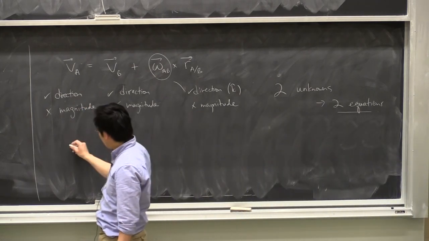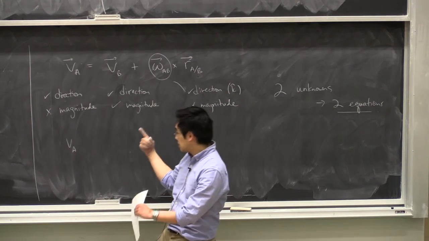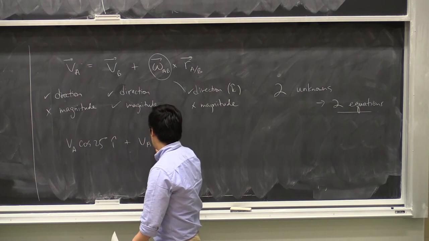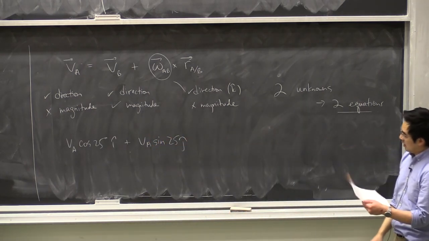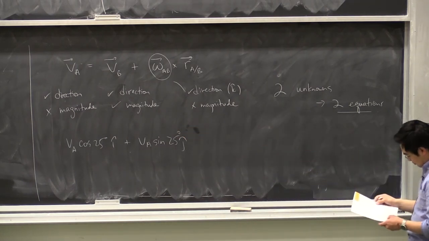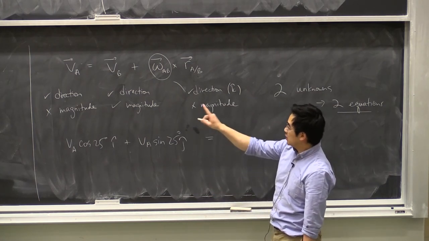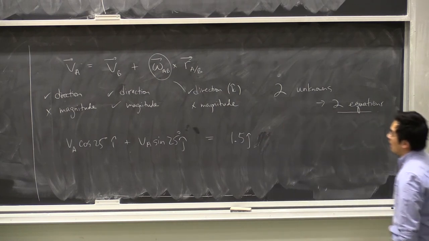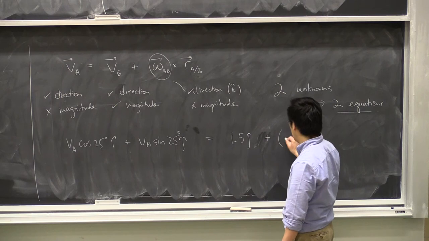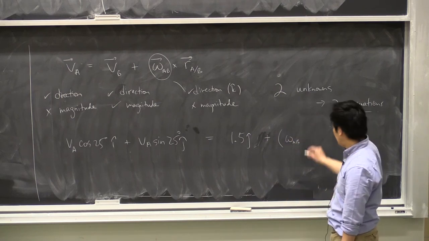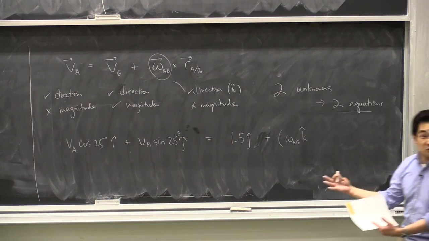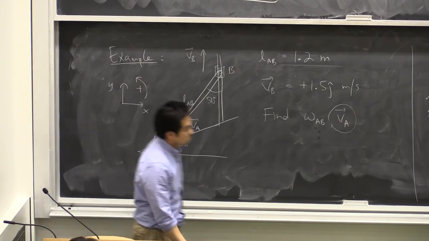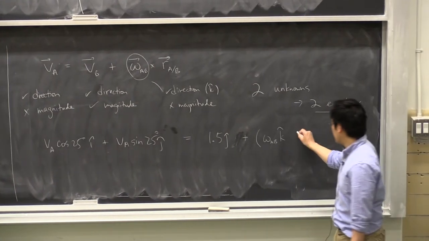So here's what we're going to do. I initially don't know the magnitude VA, but I know that its direction has to be a cosine and a sine. It has to be VA cosine 25 i plus VA sine 25 j. Just make sure I got a degree symbol there. And then here's my right-hand side. I know my VB entirely, 1.5j straight up, meters per second. I'll leave the units off. And then I know the following: it's going to be added to an unknown magnitude omega AB, and I'll give it a k. So I'm even assuming a direction of rotation, and that doesn't matter. So let me just do y, x, and positive rotation that way. So omega AB k, and then I want to cross it with my r.